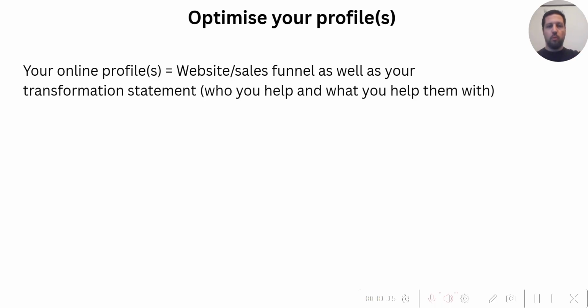But what they see first will determine what they do next. If they don't see a very well optimized profile, they're not going to engage with it. That's just the way it works. Okay.